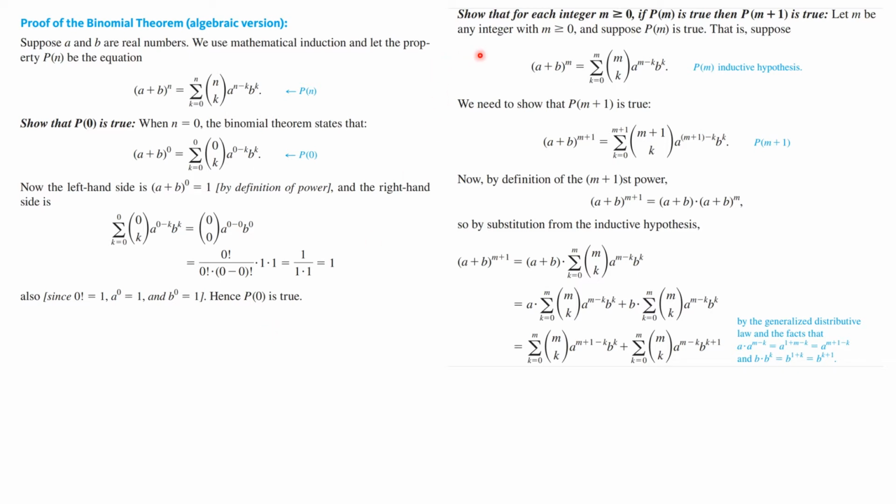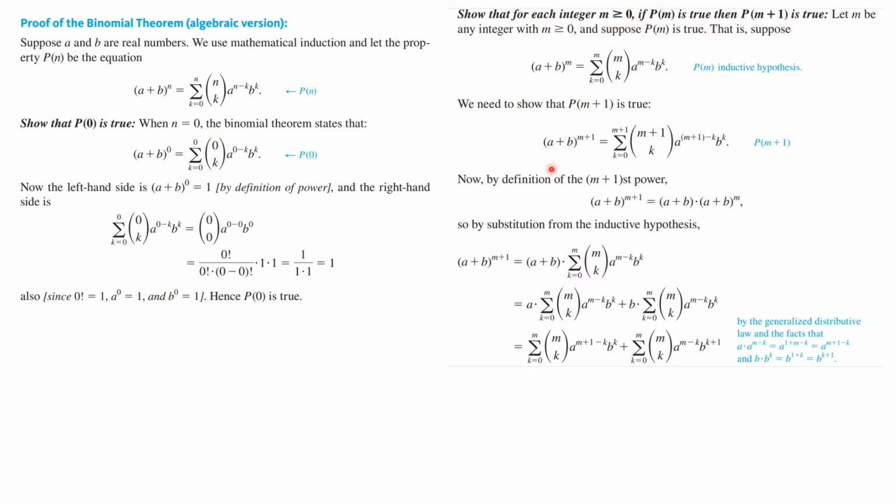By induction, remember that we're going to prove: if P of m is true, then P of m plus 1 is true. That means this is our induction hypothesis. We're saying (a plus b) to the m is the summation from k equals 0 to m of m choose k, a to the m minus k, b to the k. That is our induction hypothesis.